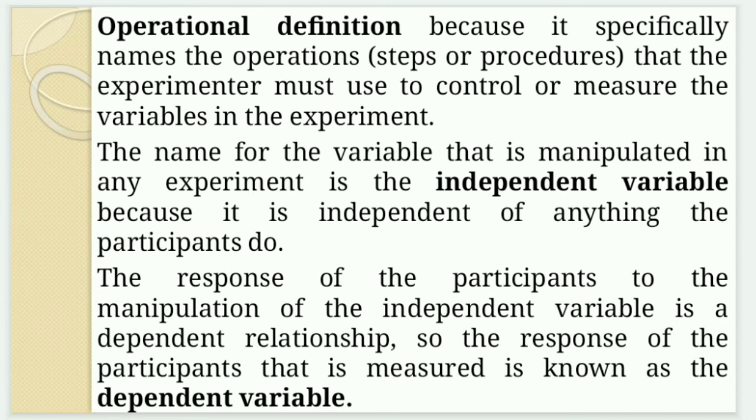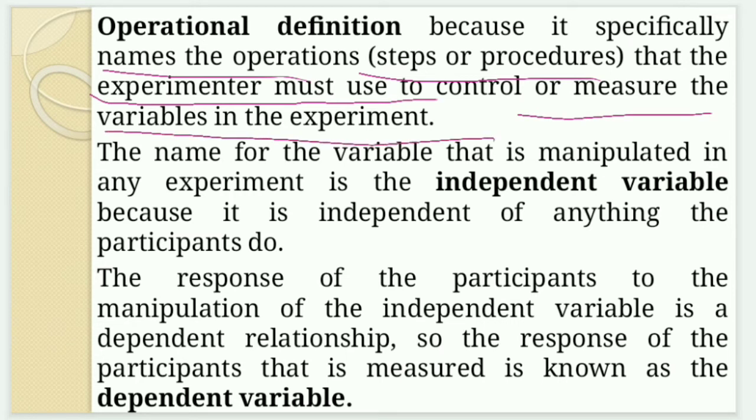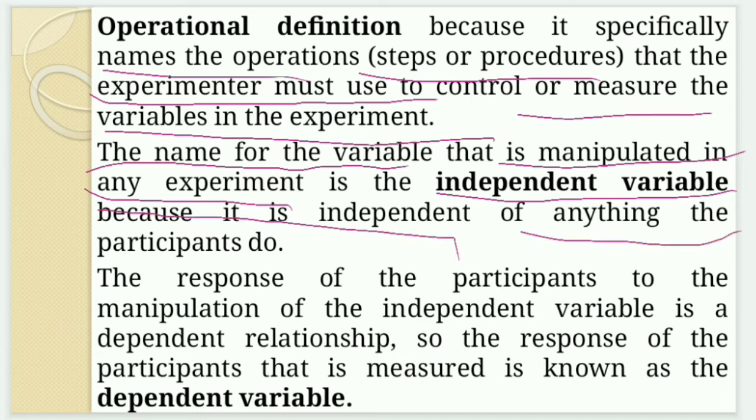Operational definition. It specifically names the operations, steps, or procedures that the experiment must use to control or measure the variable in the experiment. The name for the variable that is manipulated in any experiment is the independent variable because it is independent of anything the participant does. The response of the participant to the manipulation of the independent variable is a dependent relationship.